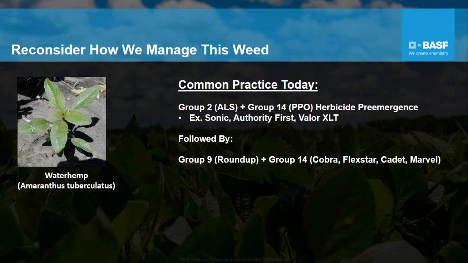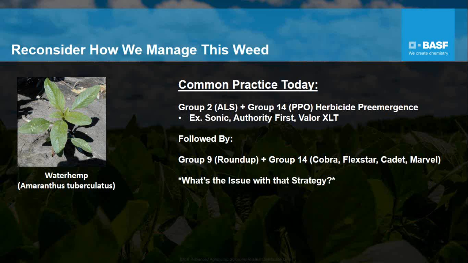And so I'm giving you an example of what I've seen as a common practice, which is a Group 2 ALS herbicide plus a Group 14 herbicide pre-emergence, followed by a Group 9 Roundup, in this case, plus if we need it, we add in another group 14 like a Cobra or a Flexstar, et cetera, to try to kill water hemp that may have emerged that we believe is Roundup resistant.